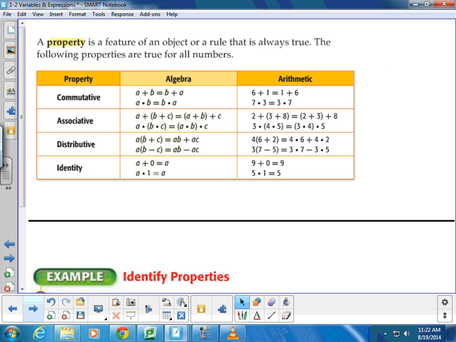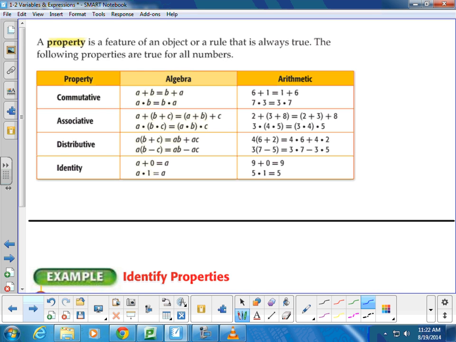We're going to talk about some properties as well. A property is a feature of an object or a rule that is always true. So if you're certain about something, it has a certain property or a feature. You know, you could say, I am a boy or I am a girl. It's a fact, and so it's something that you consider true. So then that would be a property or a feature of you.